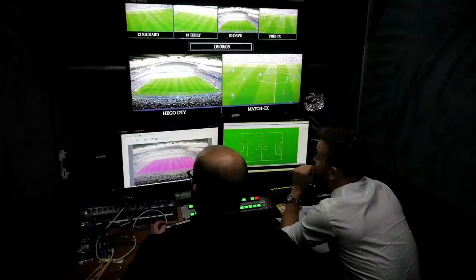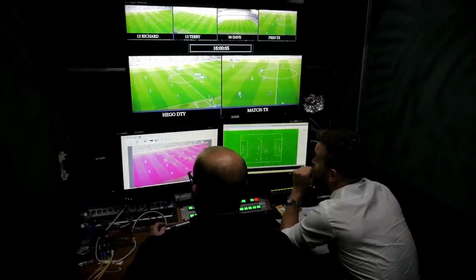One of the things that was important to us was that everything we can offer was editorially relevant, and it can also be driven by the commentators.